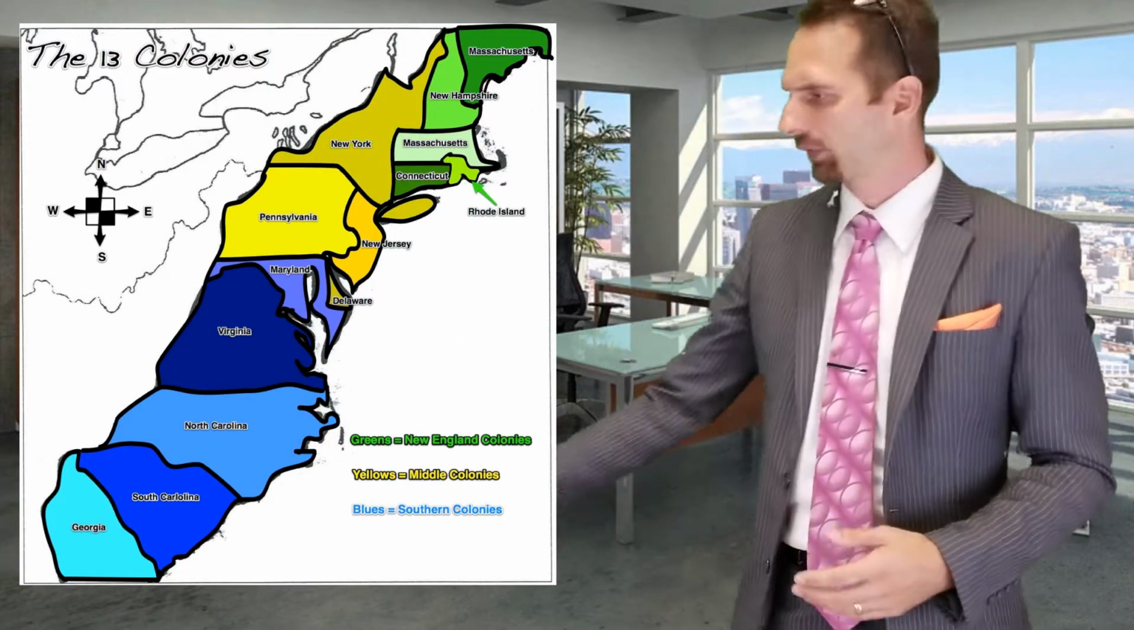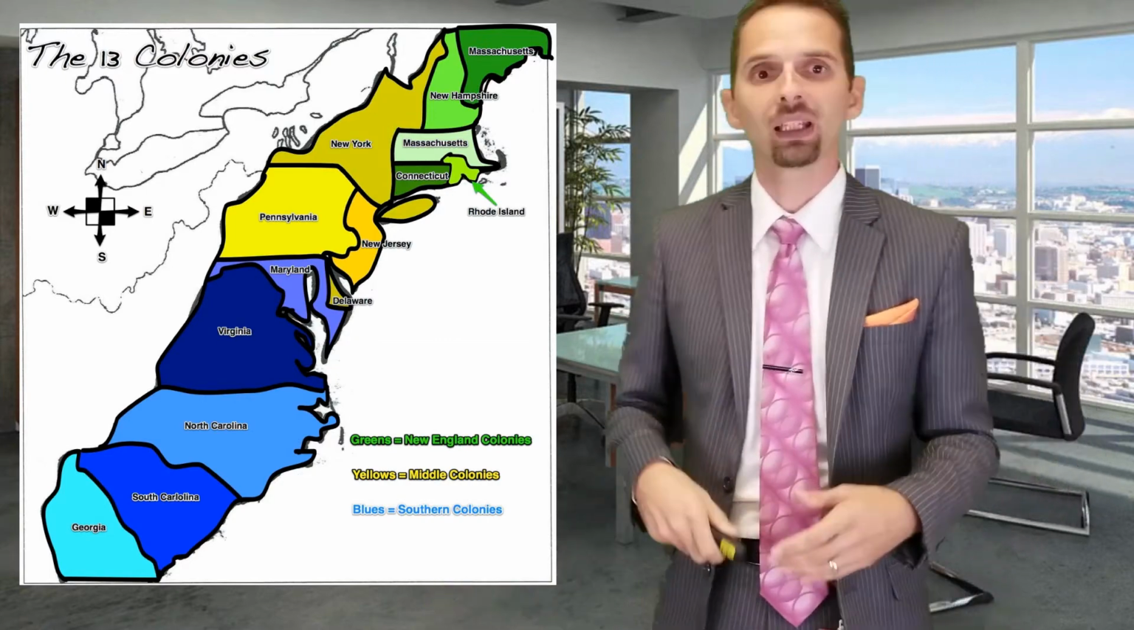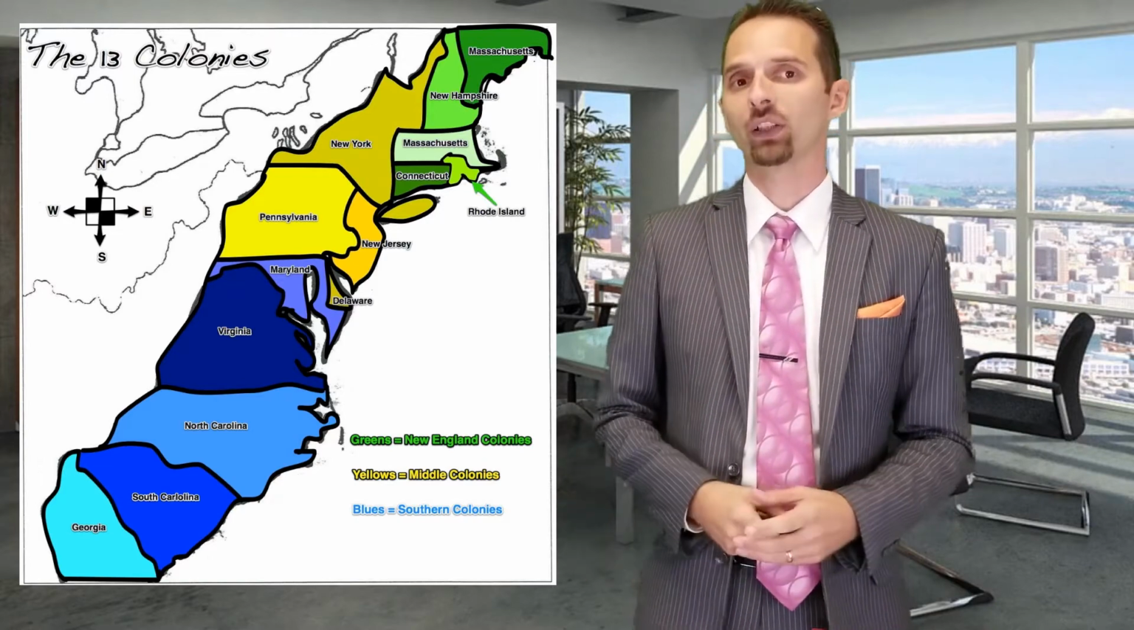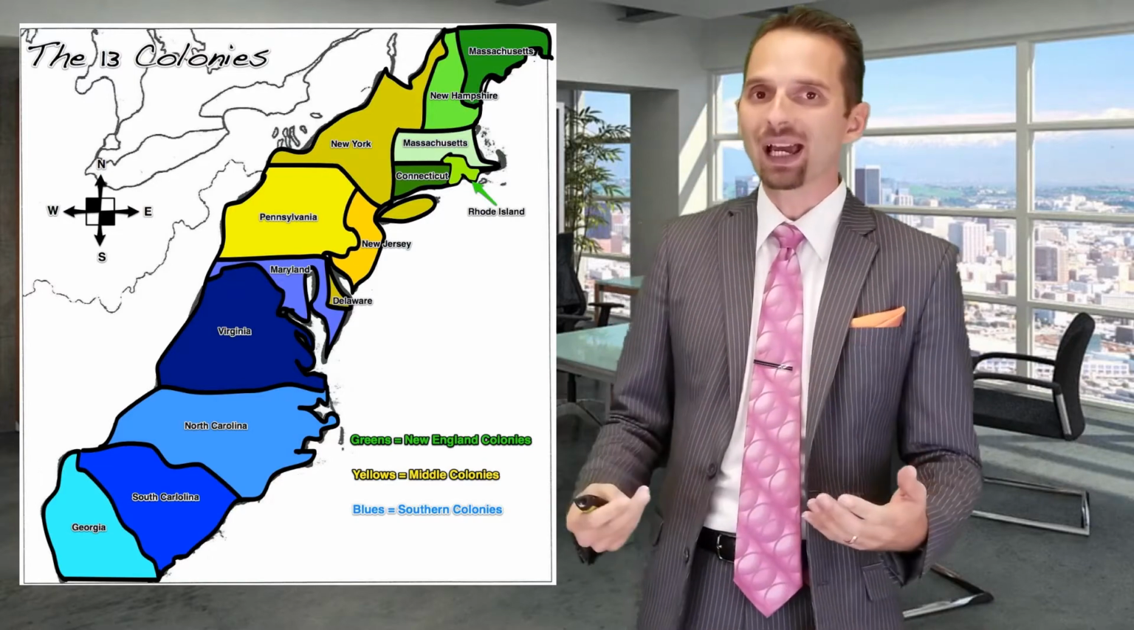Georgia was viewed as a buffer to protect from Spanish Florida, but also as a place where debtors, people who owed money, could go for a fresh start. So there you have it, the 13 colonies. What do you say we hop in the jet and check out someplace interesting?